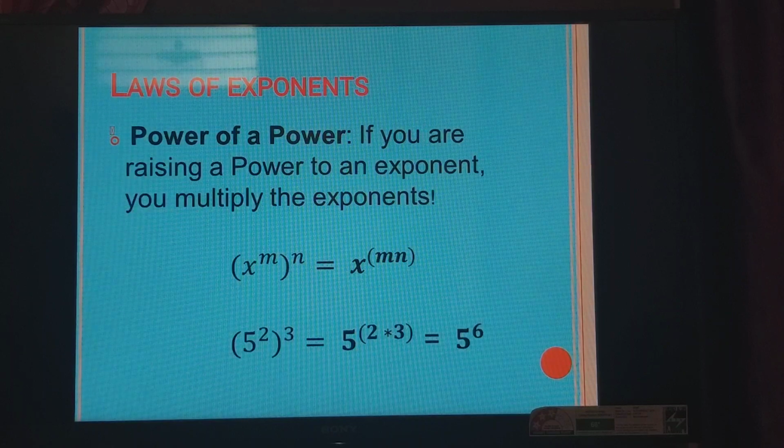In the laws of exponent, then comes power of a power. If you are raising a power to an exponent, you multiply the exponents. Here the power is x raised to m, and that is also raised to n, so we multiply the exponents, giving x raised to mn. For example, 5 raised to 2, raised to 3, is 5 raised to 6.